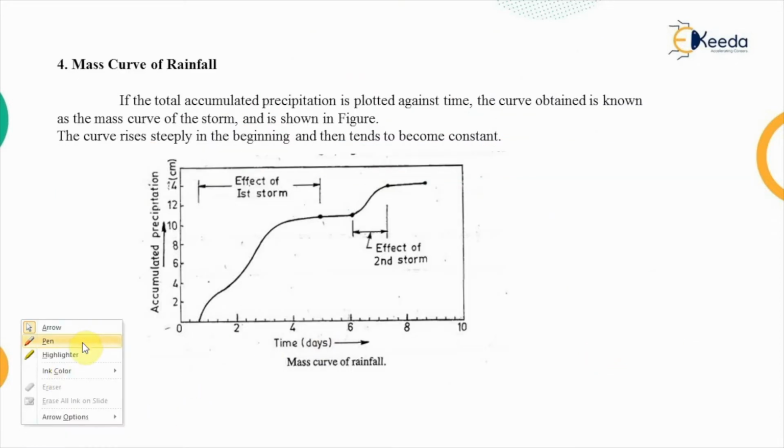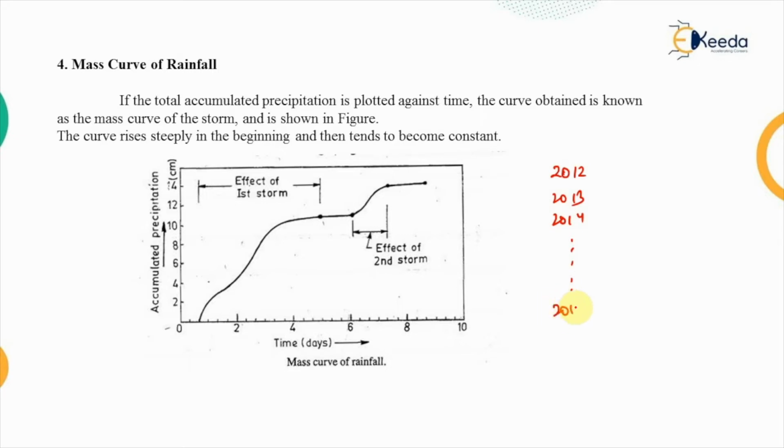Now this is known as the mass curve of the rainfall. Now what is that? If the total accumulated precipitation is plotted against the time in chronological order. For example, let's say we are having the data from 2012, 13, 14. In this way we are moving ahead, and then 2019, 2020, then 21, then 22. So this is the data for the past 10 years.